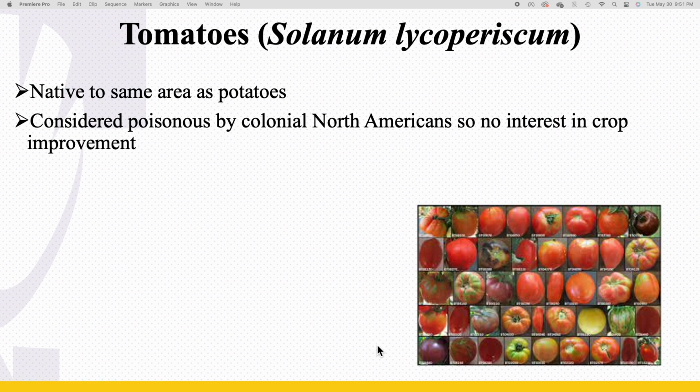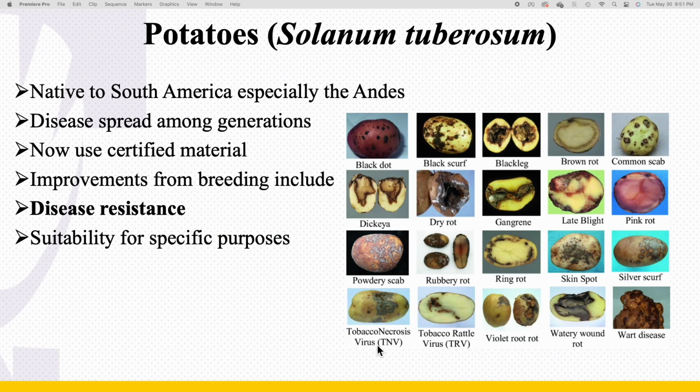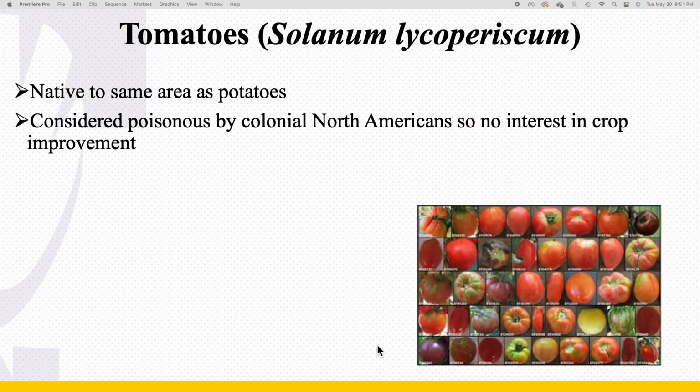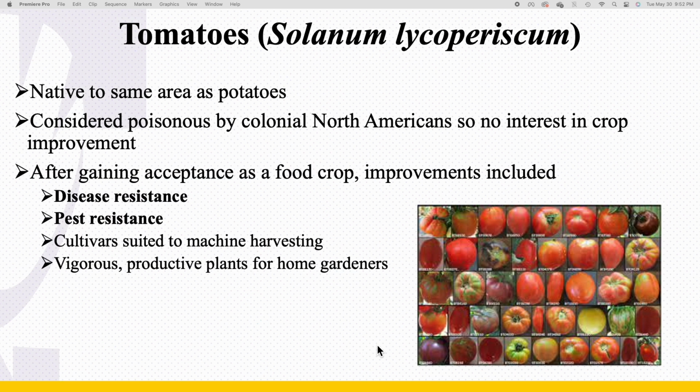Tomatoes. Again, tomatoes, as you see, they are native to South America, which is surprising. But as they made their way into North America, nobody really cared about tomatoes. They were thought to be poisonous. And so once that myth was debunked, we kind of input this disease resistance and also this pest resistance.